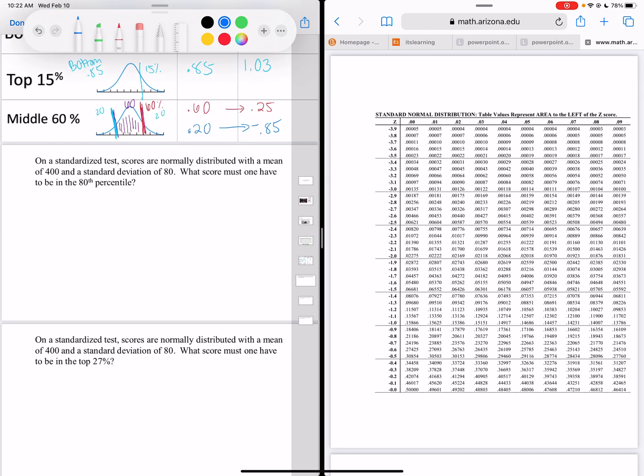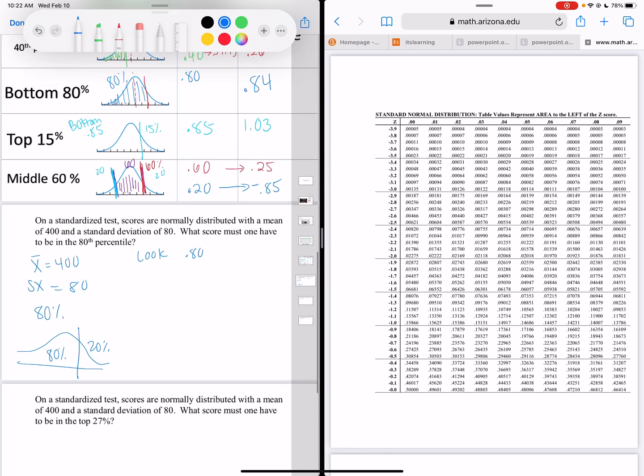On a standardized test, scores are normally distributed with a mean of 400 and a standard deviation of 80. So what score would you have gotten if you were in the 80th percentile? So the 80th percentile is 80% to the left, 20% to the right. So I look for the number closest to 0.80 without going over. And I think we already did that back up here, so I found that it was 0.84. So 0.84 is the z-score.